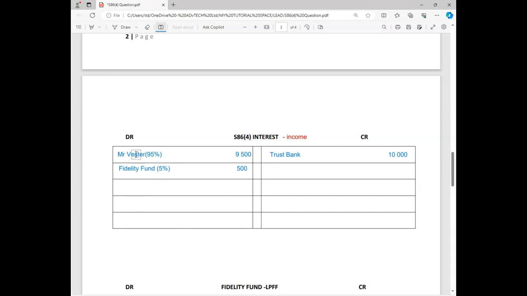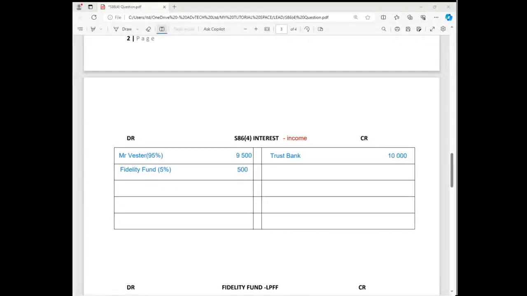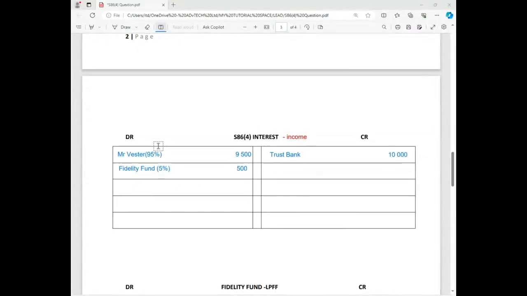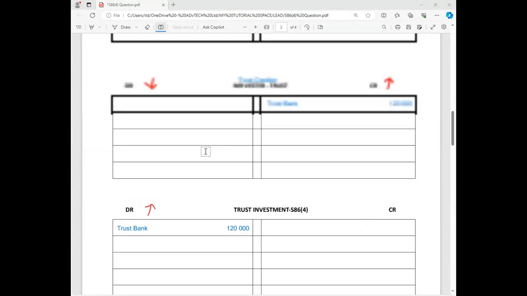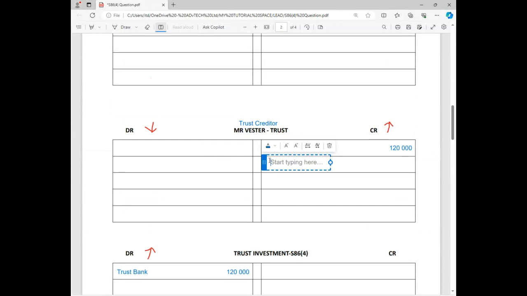So before I forget, I'm going to take this 9,500 to Mr. Vesta and then take this to Fidelity. So I'm going to go to Mr. Vesta. Obviously, I took it from the debit side, as you can see, section 86 interest here. Because here it is shown on the debit side, I'm going to go to Mr. Vesta and put it on the credit side.